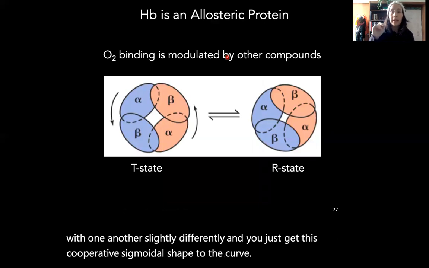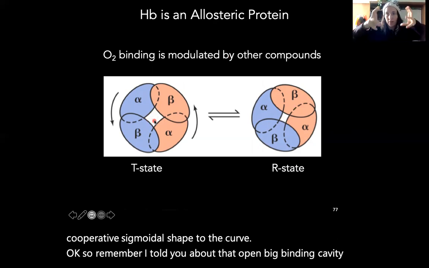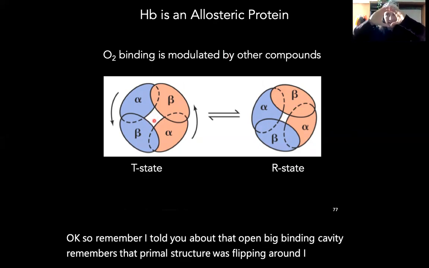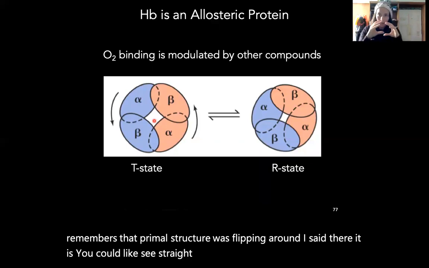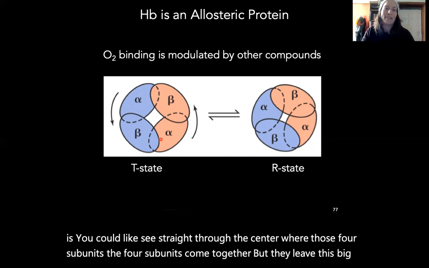Okay, so remember, I told you about that open big binding cavity. Remember that PyMOL structure was flipping around. I said, there it is. You could practically see straight through the center where those 4 subunits come together, but they leave this big hole right there in the gaping center.